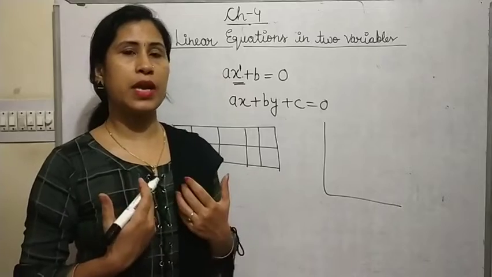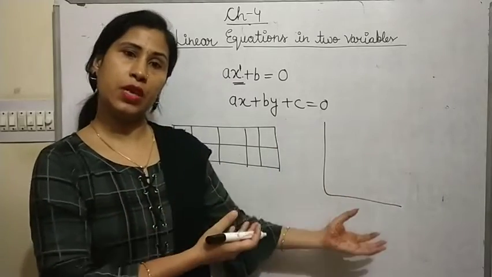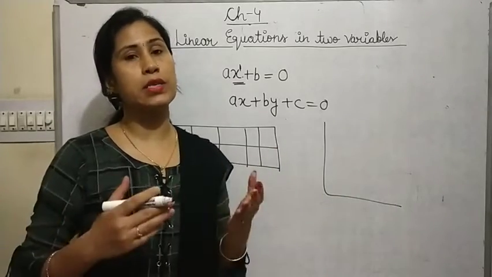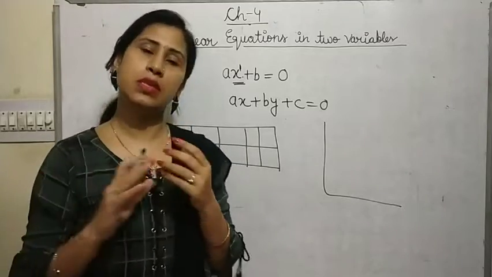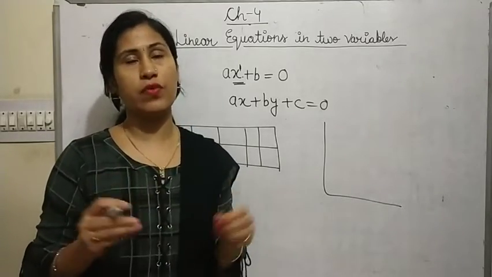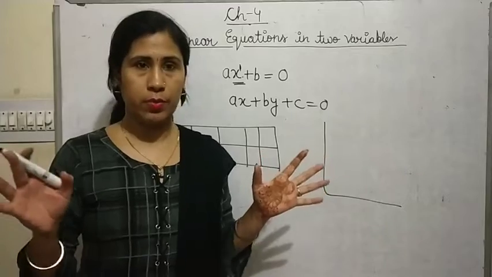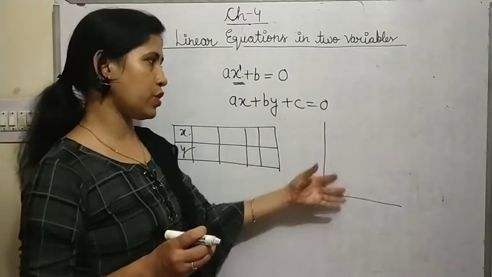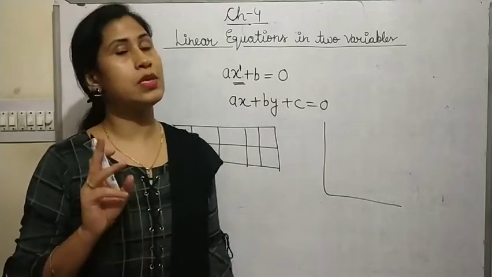Means I can go with x equals 5, 10, 15. Another can go with x equals 10, 20, 30. So in a linear equation, we have infinite solutions. But whichever solution you put on the graph paper, it will always come in a straight line.